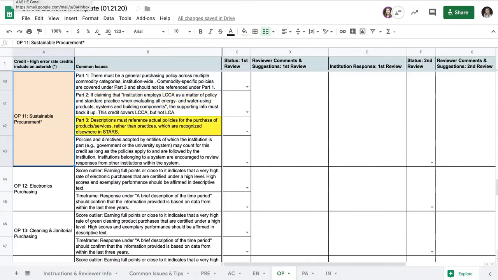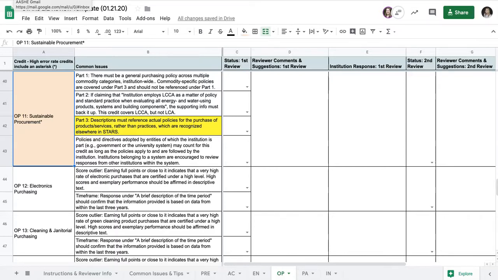The final section of the credit, Part 3, focuses on commodity-specific criteria. This section asks about published criteria for specific commodity categories such as chemical products, IT products, garments or linens, furniture, and others. Note that under version 2.2, the commodity categories have been adjusted slightly, and a new consumable office products category includes wood and paper products. In order to count, the response must cite sustainable purchasing standards specific to the commodity category in question. Reporting on practices is not sufficient if the criteria you're claiming are not published.